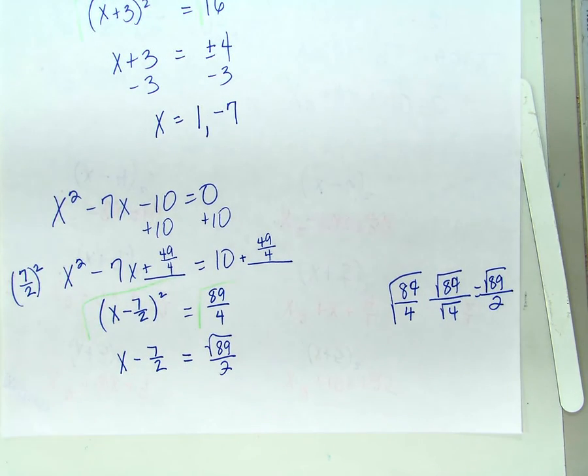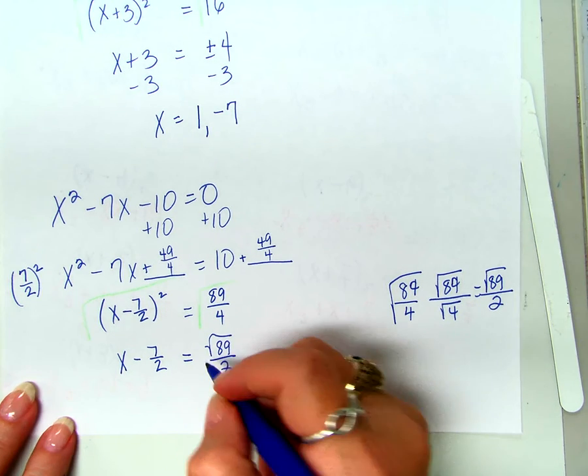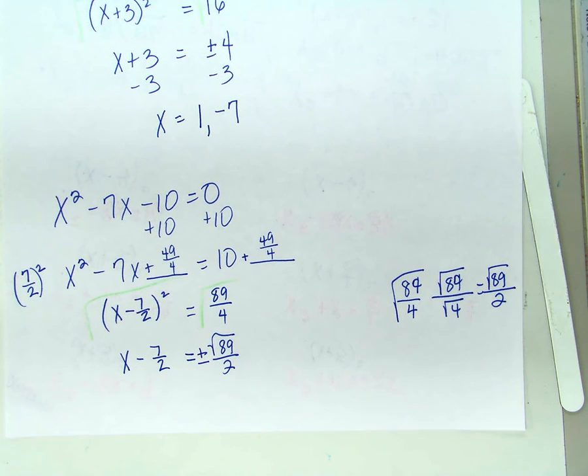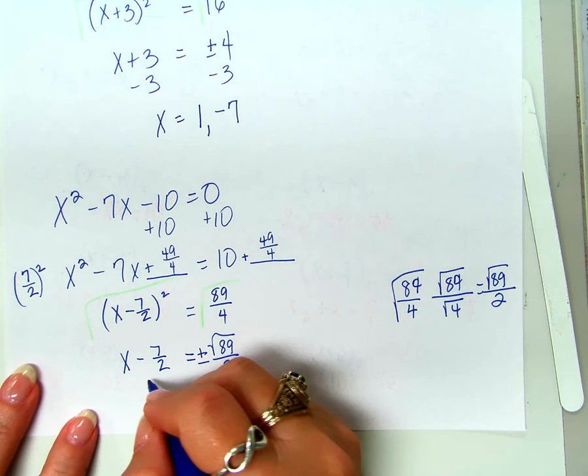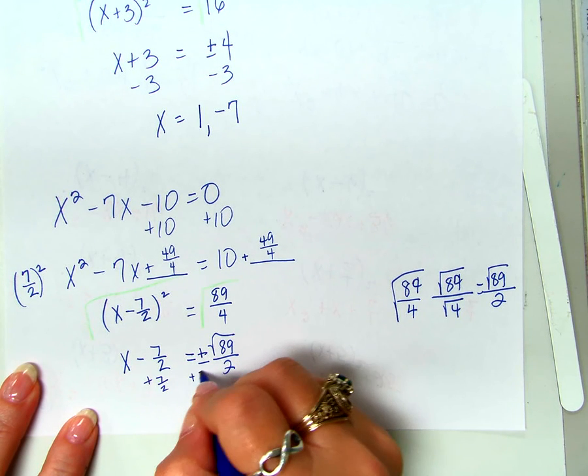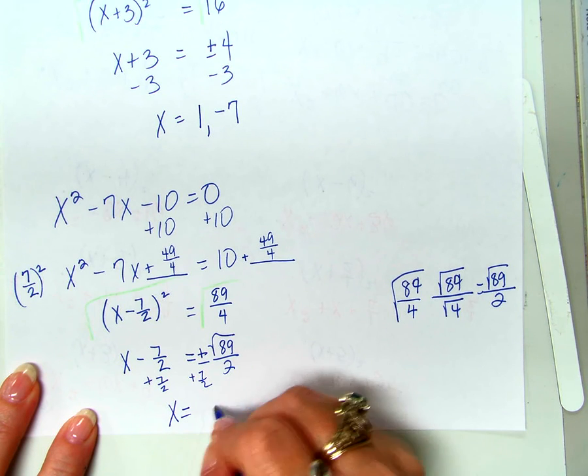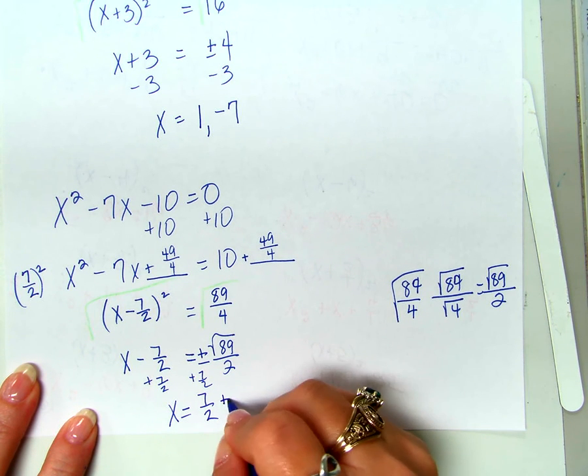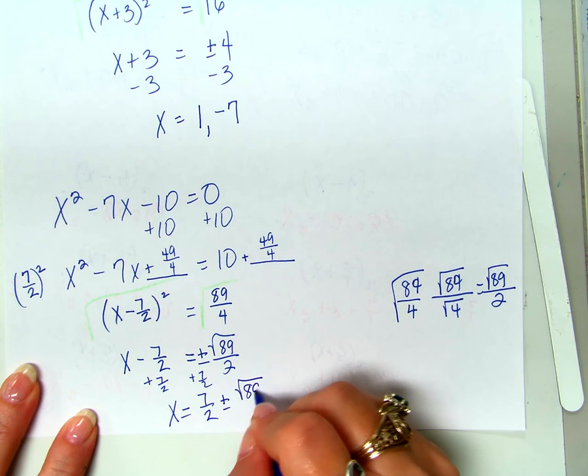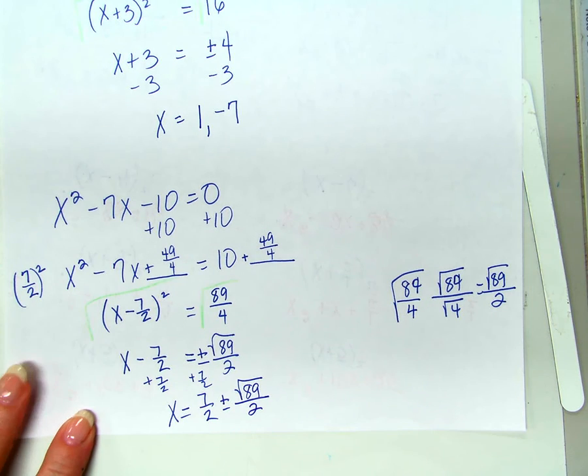So why is my answer wrong? Yeah, I forgot my positive or negative. Plus or minus. So what do I have left to do to solve for x? Add 7/2 to both sides. x equals 7/2 plus or minus the square root of 89 over 2.